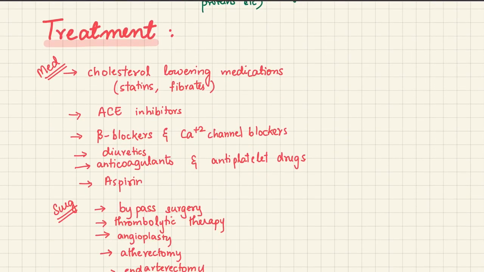Lastly, the treatment of these diseases, chiefly I'm talking about the treatment of atherosclerosis, okay? The medical treatment can be by using cholesterol-lowering medications such as statins and fibrates. To control hypertension, which is a risk factor, we can use ACE inhibitors. Beta blockers and calcium channel blockers can be used for the same reason. Diuretics also. Anticoagulants and antiplatelet drugs can also be used to stop the coagulation. Of course, aspirin also has an anticoagulant activity.